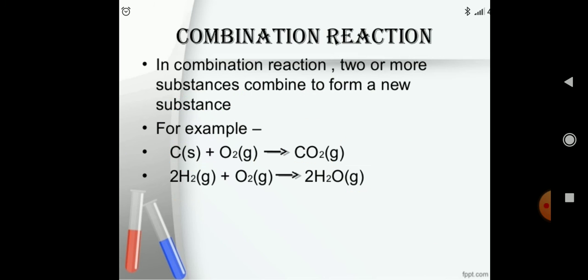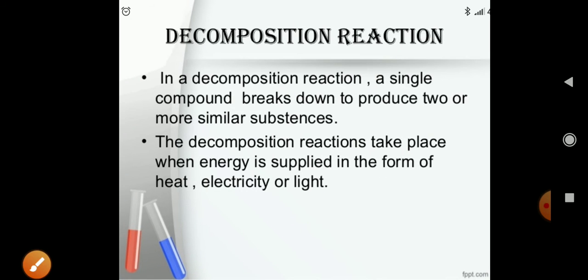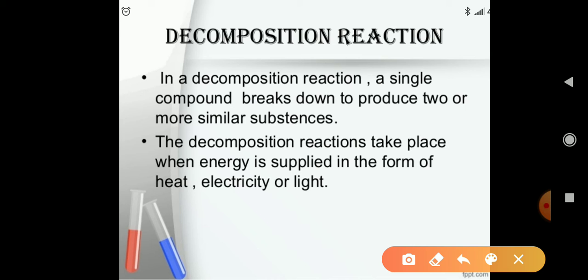Okay. Then the second type of reaction is decomposition reaction. Decomposition is opposite to combination. In a decomposition reaction, a single compound breaks down to produce two or more simpler substances. So here a single reactant breaks into two or more products. This type of reaction is decomposition reaction.